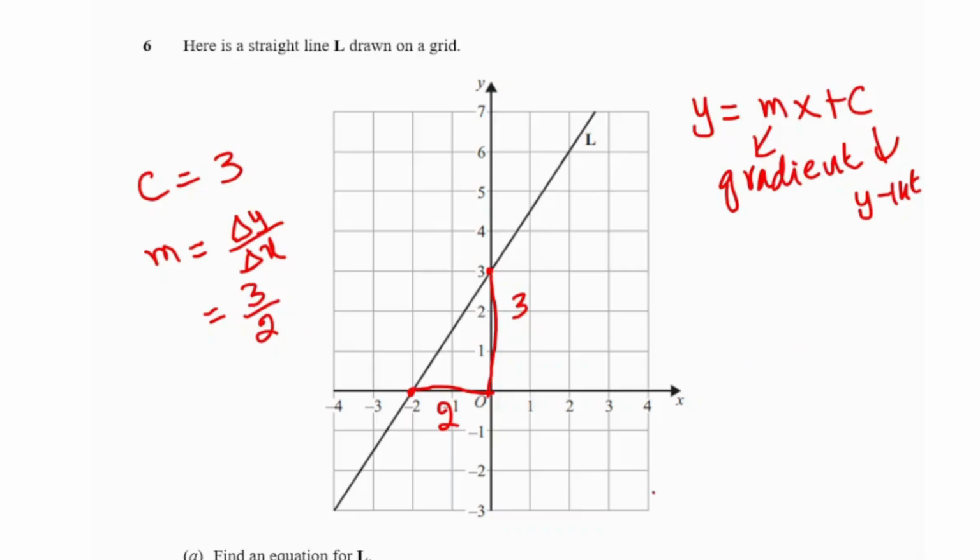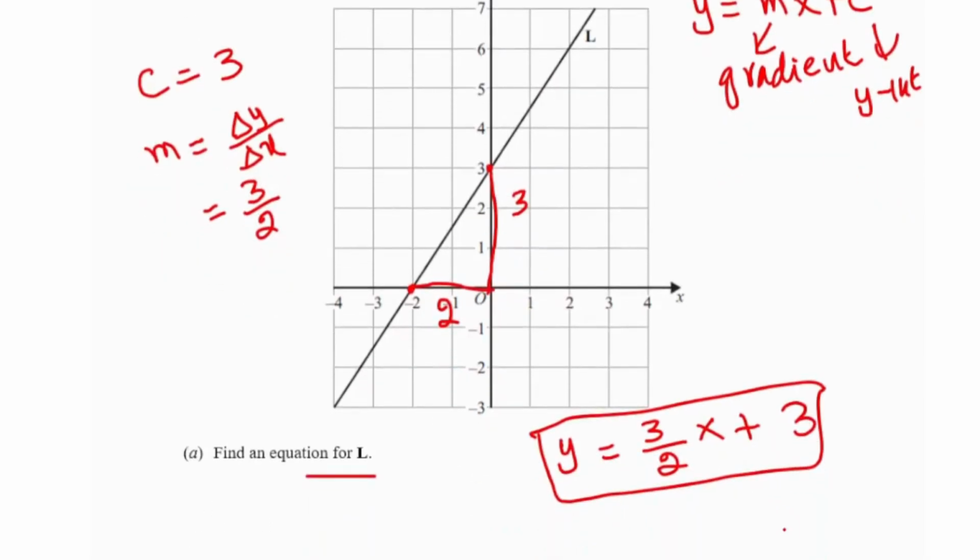So our equation of the straight line L becomes y equals 3 over 2 x, where 3 over 2 is our gradient, plus 3 as the y-intercept. So y equals mx plus c, where the gradient is 3 over 2 and the y-intercept is 3. Now we're going to look at the next part.